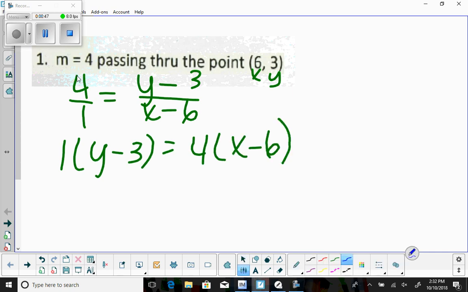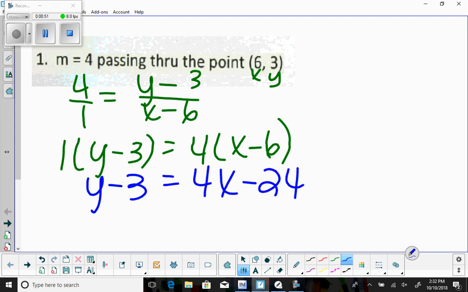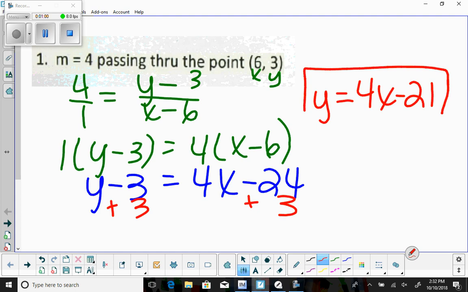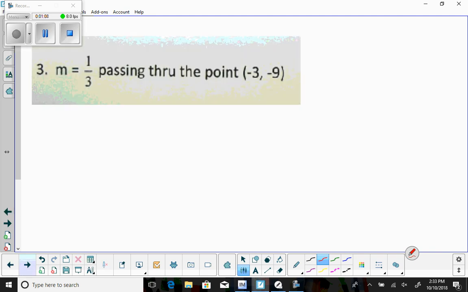Okay, I'm going to use my distributive property to simplify. And then to get y all by itself, I'm going to move my 3. So my final answer here should be y is equal to 4x minus 21. Okay, number 3.